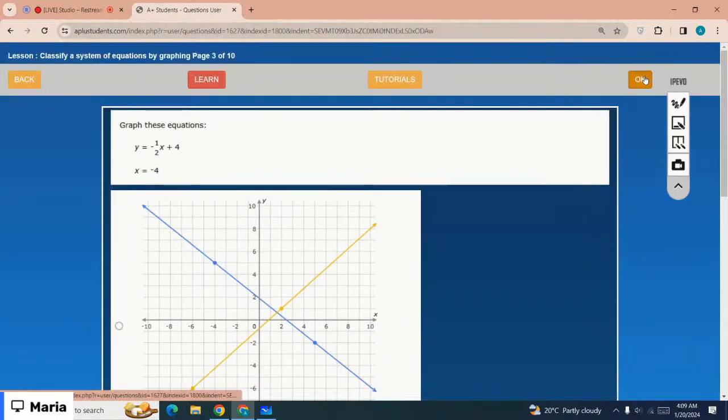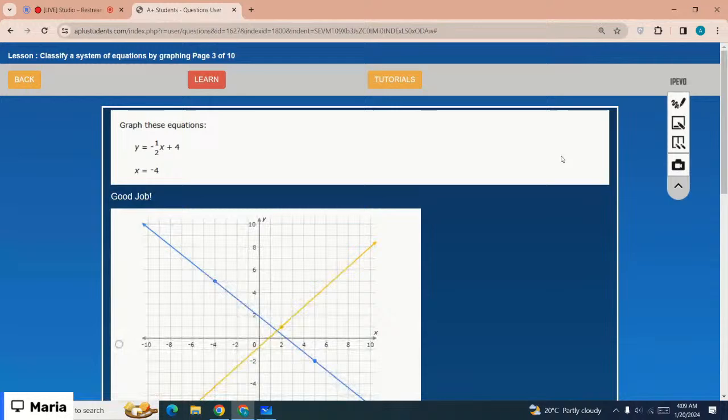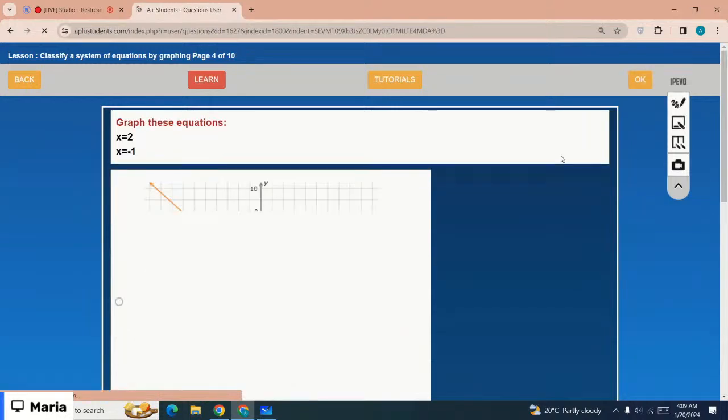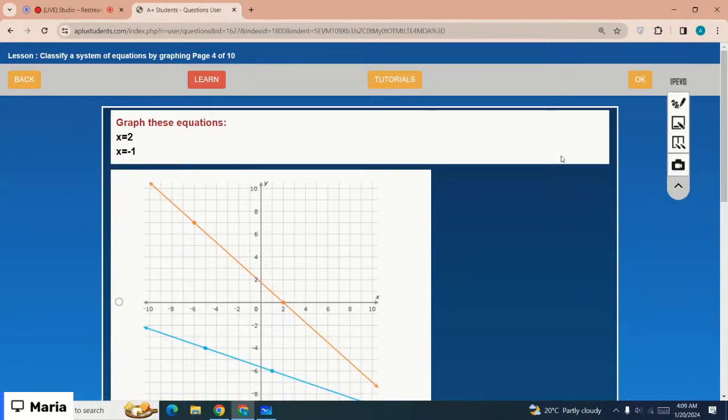If you have any question related to the lesson, please ask. Also, we have covered in the last session how to plot these equations. If you need help with plotting the graph, you can search the channel and find the lesson.